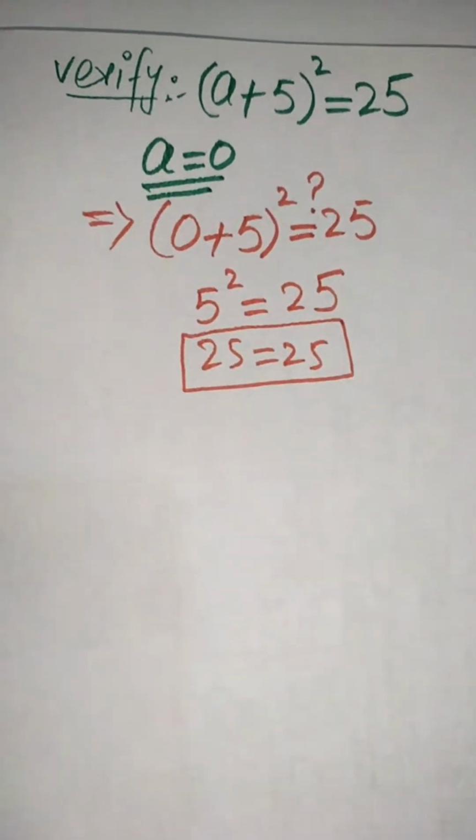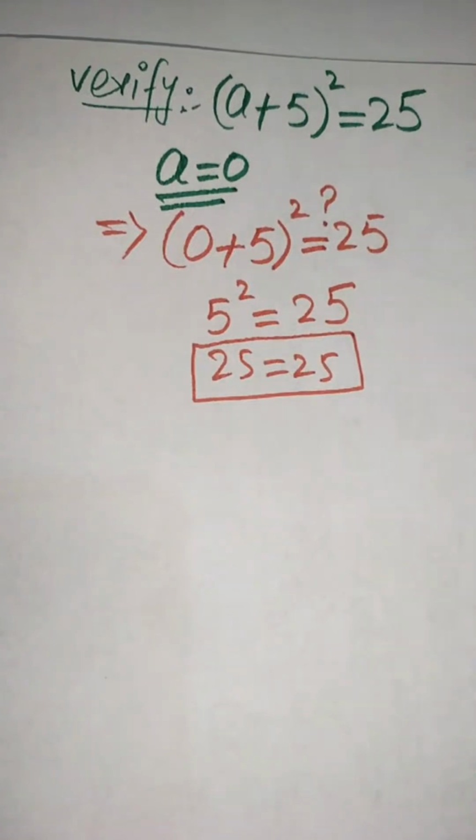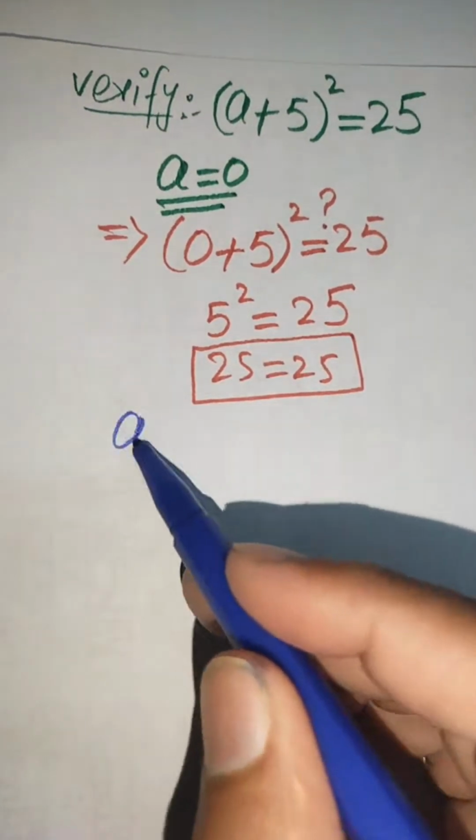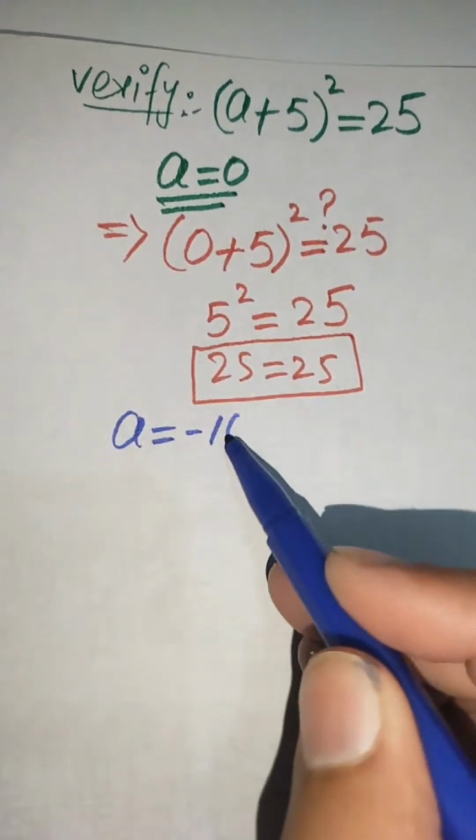And further, in the next step, we need to verify our second value of a, that is, a is equal to minus 10.